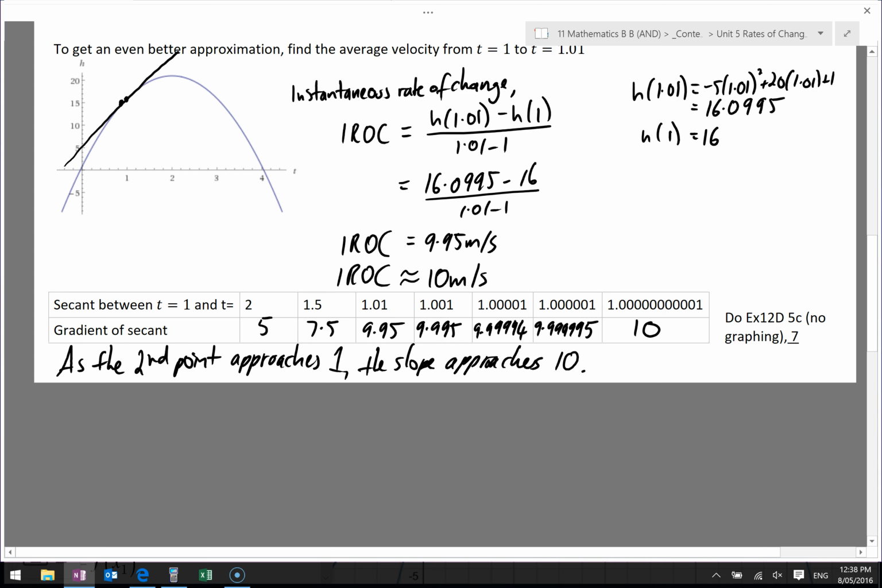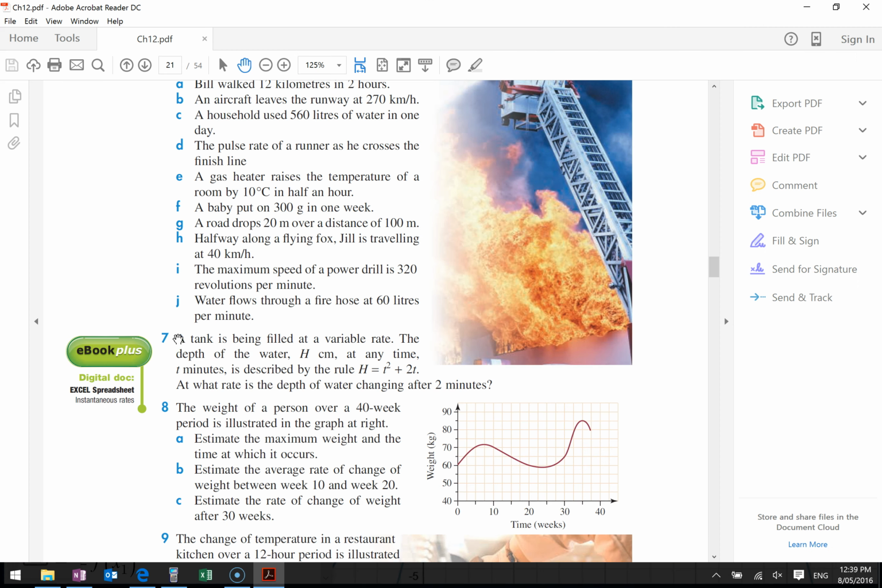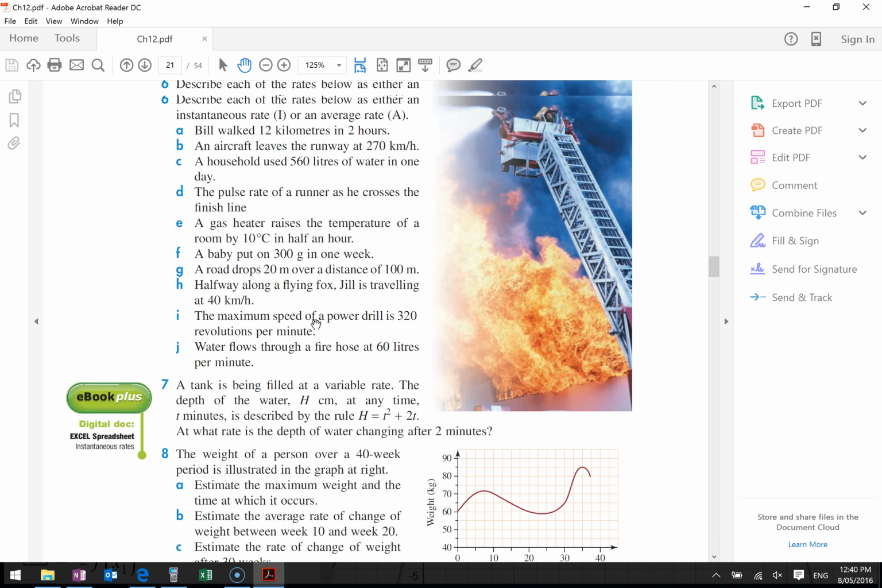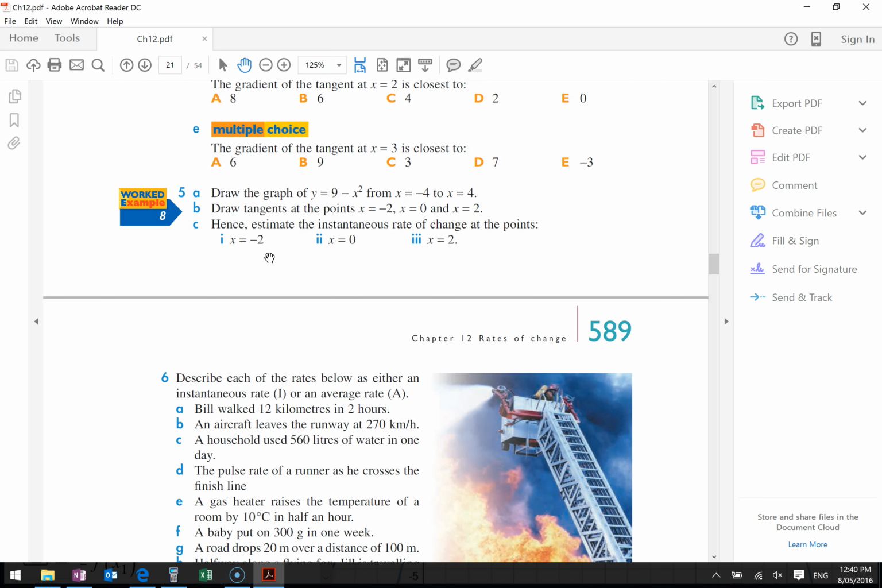Okay, so probably pause this now and have a crack at number 7 and 5C. Probably try question 7 first, because that's pretty similar to the one we did. What's the rate of the depth of water changing after 2 minutes? So I'd look at between t equals 2 and t equals 2.01. Just find the average rate of change between those 2 points. And for question 5, I'm only getting you to do part C.